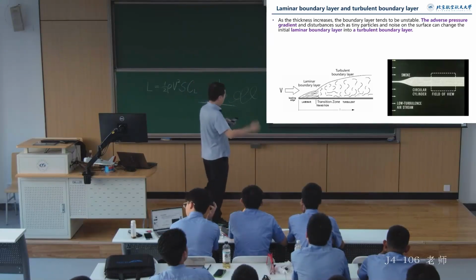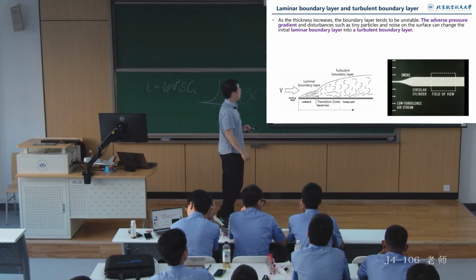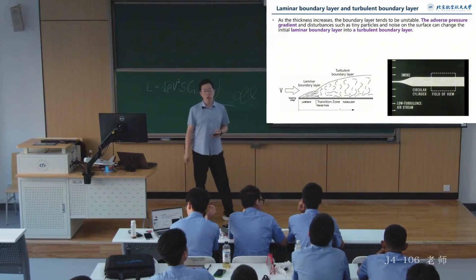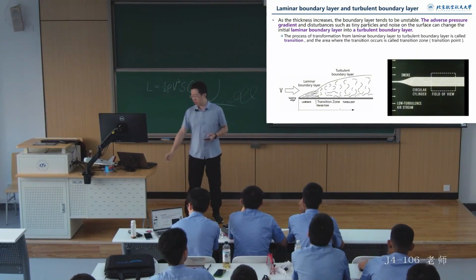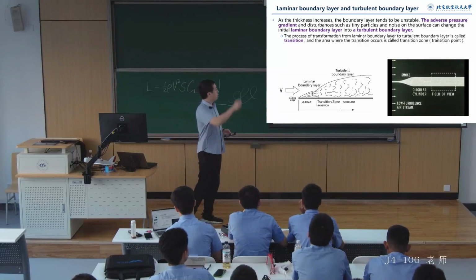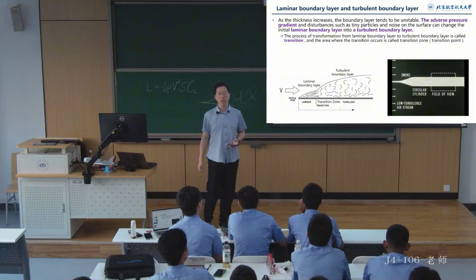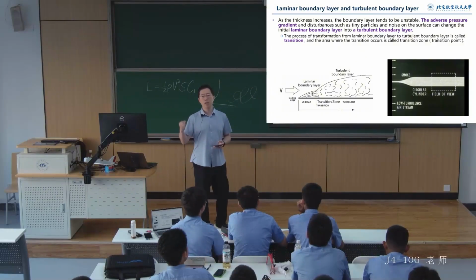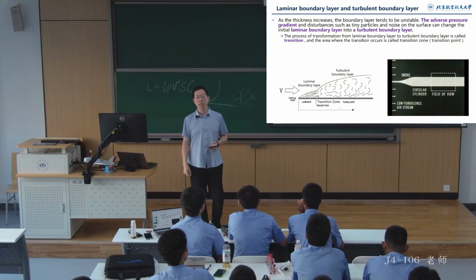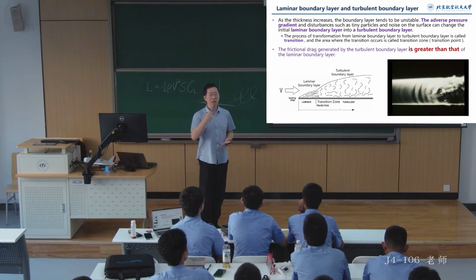So, in relation to the actual flight of our aircraft, what is the significance of the transition from a laminar boundary layer to a turbulent boundary layer? The first significance is from the perspective of boundary layer frictional resistance. The laminar boundary layer has relatively low frictional resistance, while the turbulent boundary layer has relatively high frictional resistance. How do we understand this?